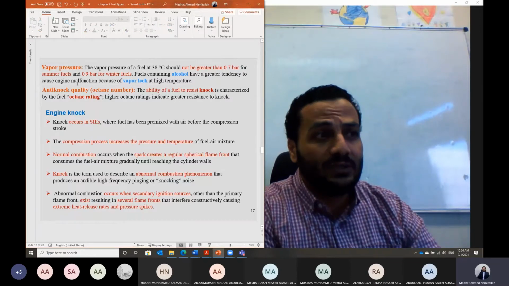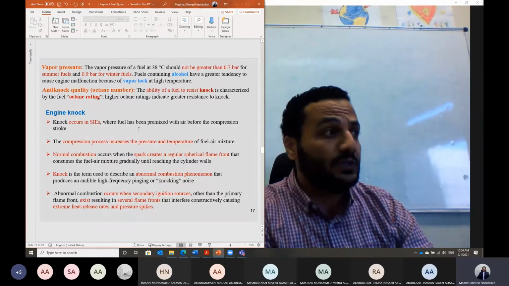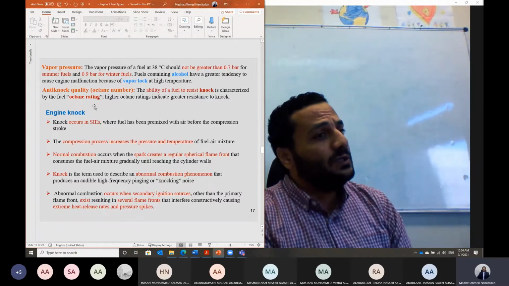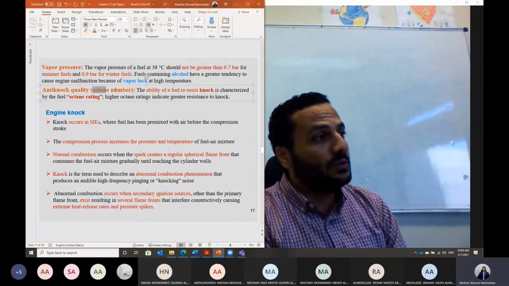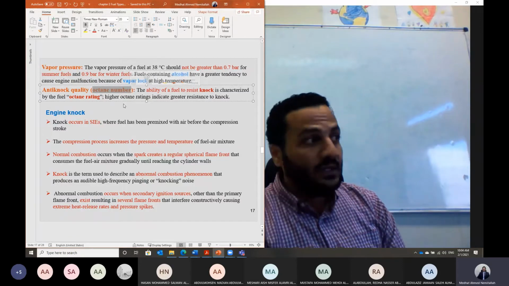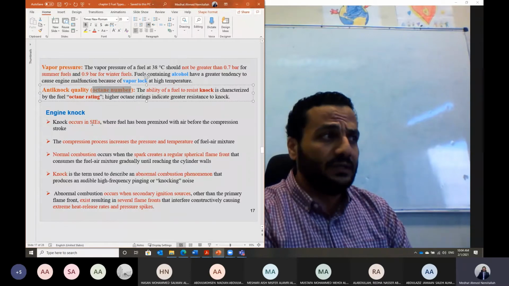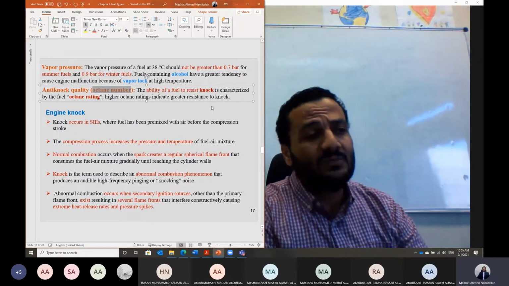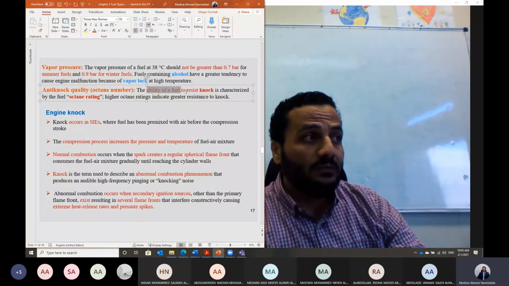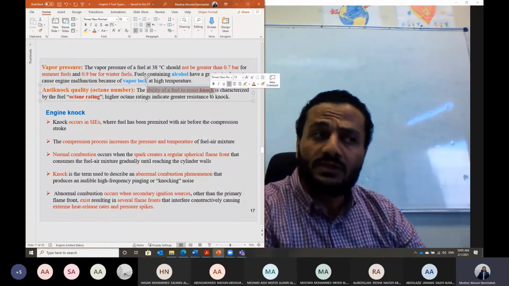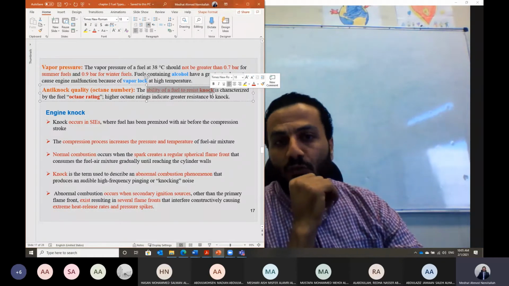So let's continue today. We are still talking about the properties of the fuel for the gasoline engine. Today we are talking about one of the most important properties for the gasoline fuel, which we call the octane number of the fuel. It is also called the anti-knock quality, or anti-knock quality index. The octane number of the fuel, guys, gives us an indication about the resistance, the ability of the fuel to resist knock, or to resist self-ignition inside the cylinder at the end of the compression stroke.